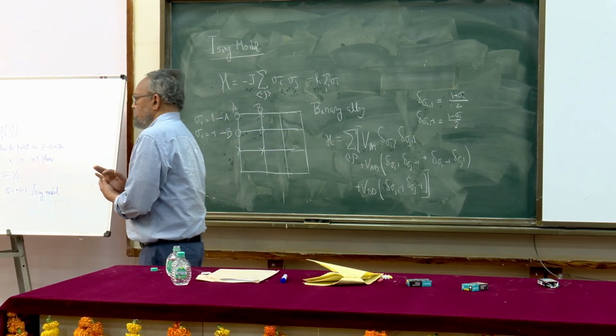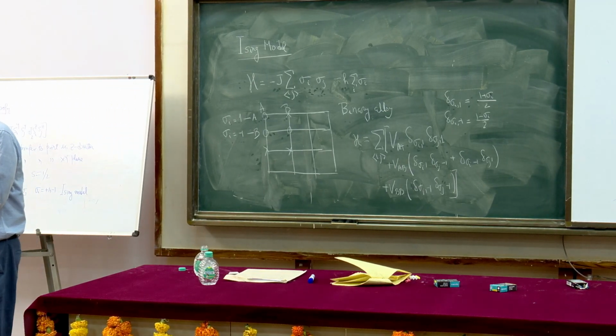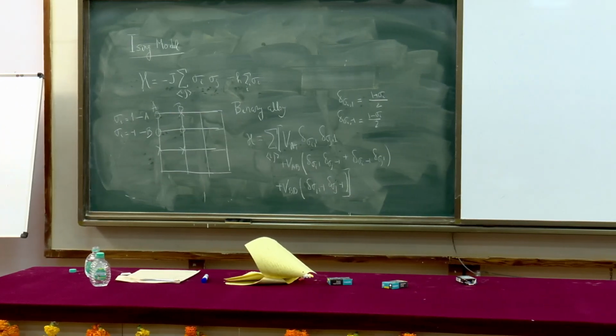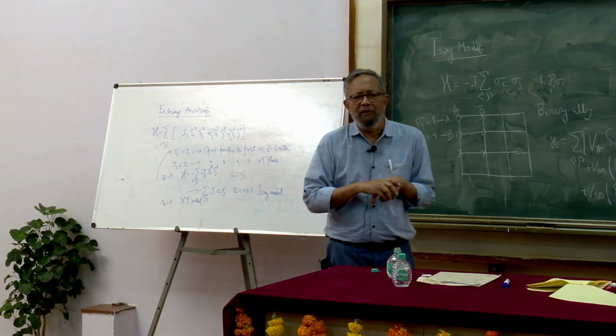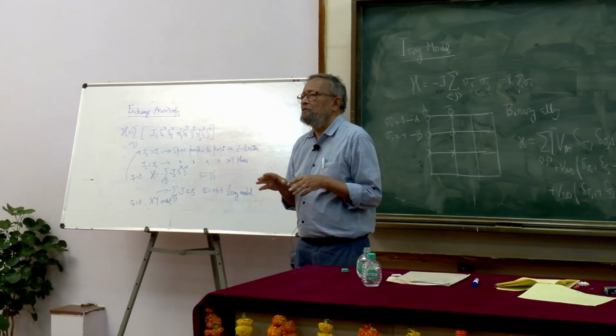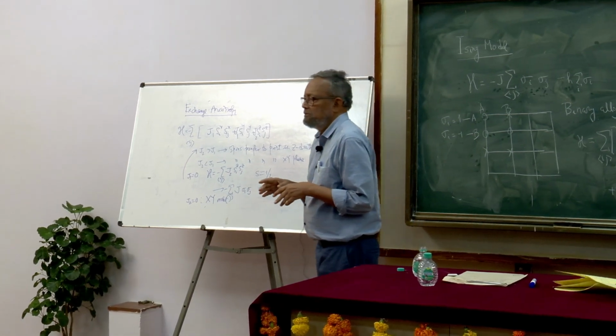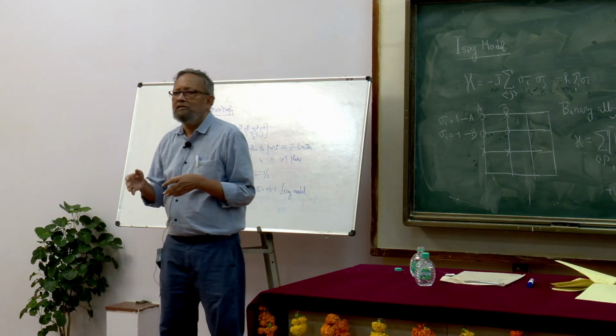So now let's try to solve some of these problems involving Ising models. The first problem that I would like to look at is the Ising model in one dimension. And we'll find out that for that model, one can get exact results. One can solve the problem exactly.